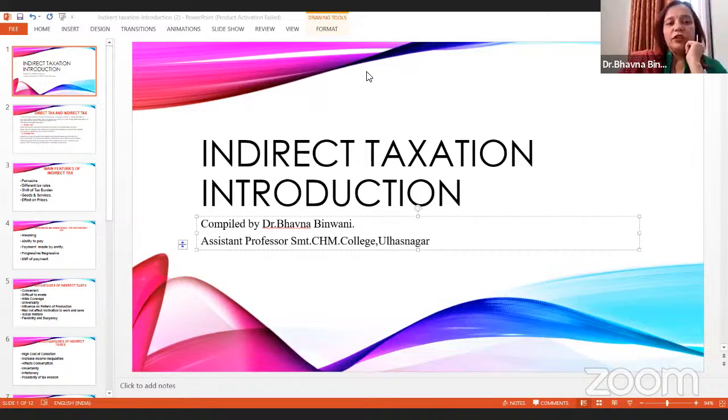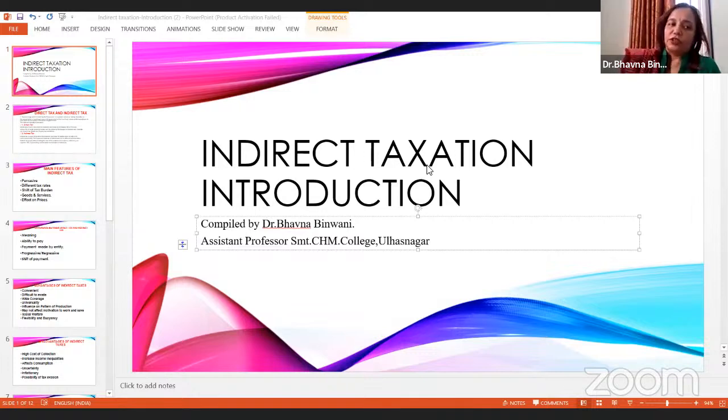When we talk about your indirect taxation subject, it is divided into 5 units from the University of Mumbai. If you see the paper, 40 marks are on objectives as well as theory, that is short notes and theoretical questions, and 60 marks, I'm repeating, 60 marks, are on numerical problems. Now, your syllabus itself is divided into 5 units.